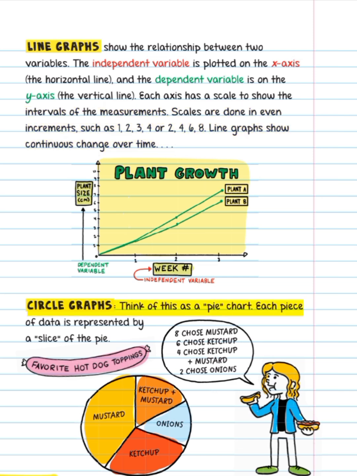Circle graphs. Think of this as a pie chart. Each piece of data is represented by a slice of the pie. Ketchup, mustard, onions 8, ketchup plus mustard 6, ketchup plus mustard 2.